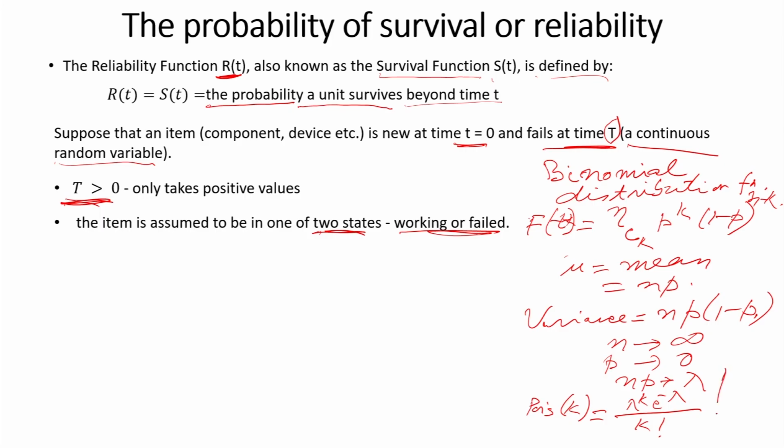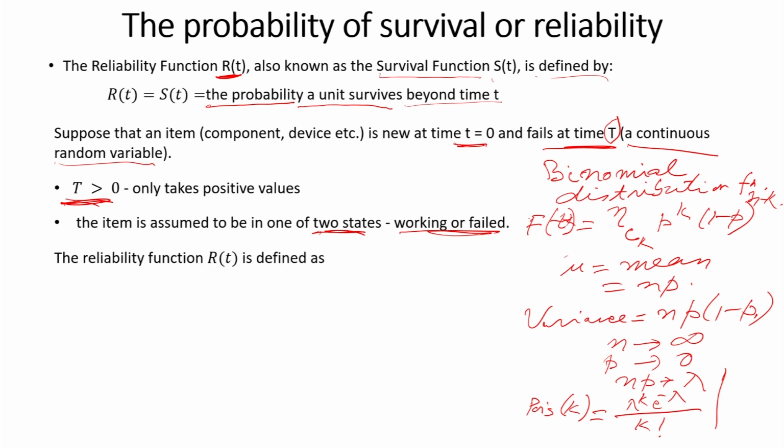So, these are the two; there are various other distribution functions that can be used, but when I am saying there are two states, basically it is a binomial distribution, and in the special case of a very large sample size, we can represent it by a Poisson distribution.